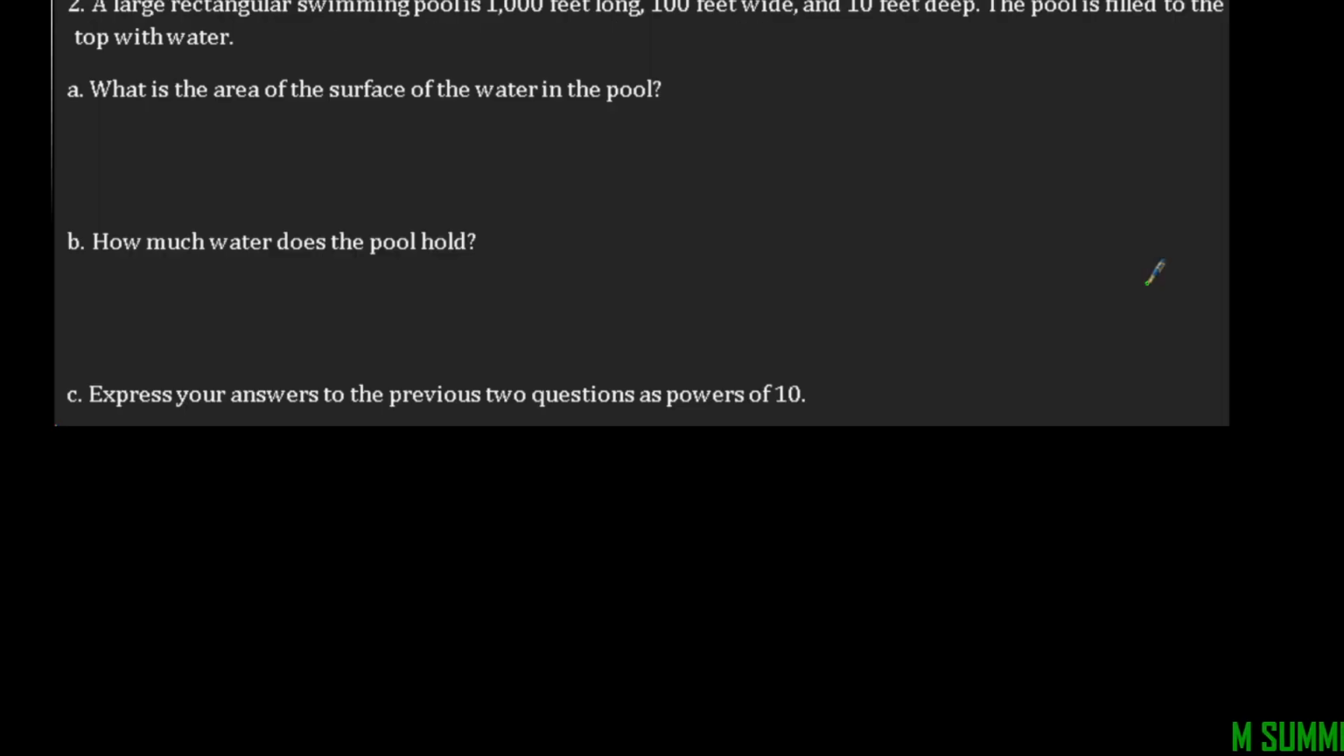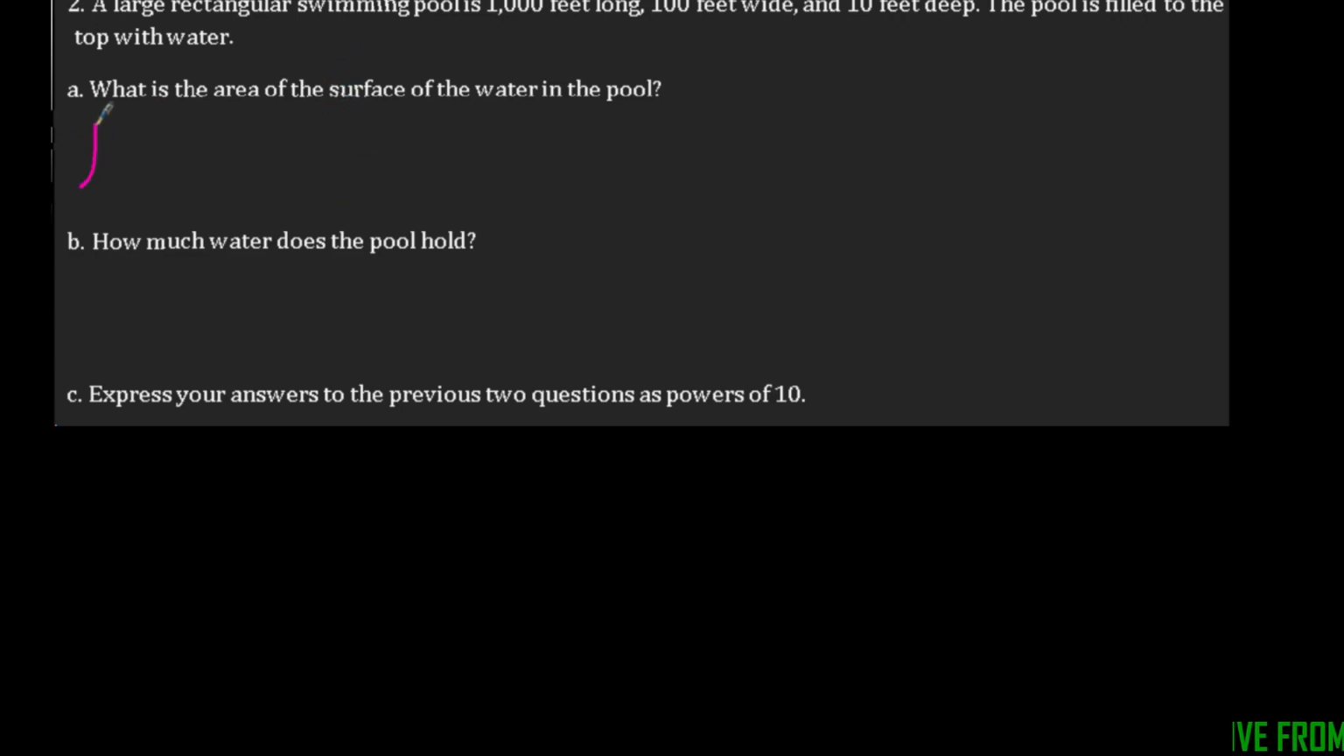All right, moving to the next part. It says a large rectangular swimming pool is 1,000 feet long, 100 feet wide and 10 feet deep. The pool is filled to the top with water. For part A, it asks what is the area of the surface of the water in the pool.